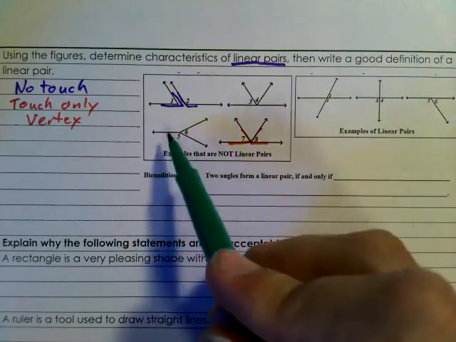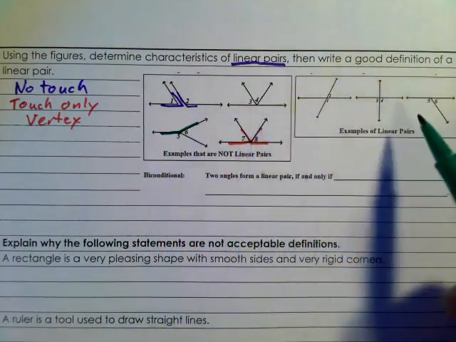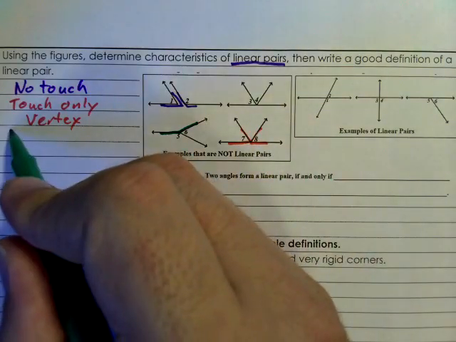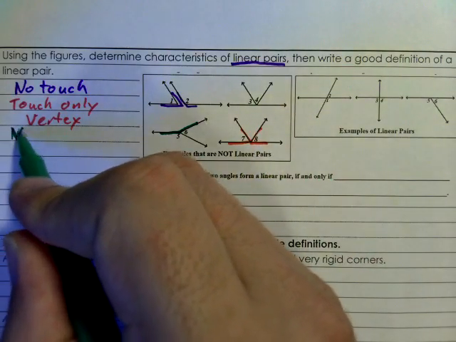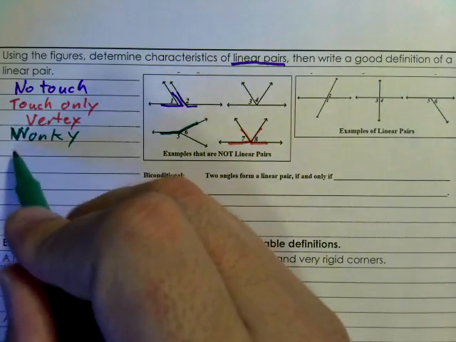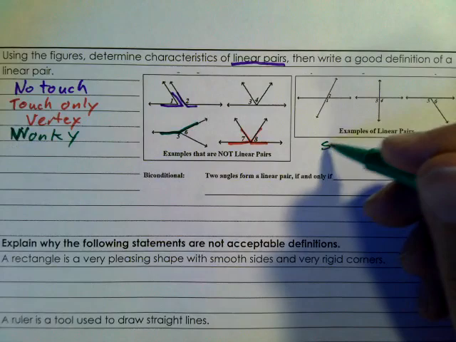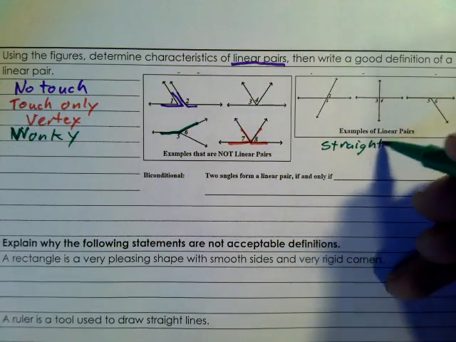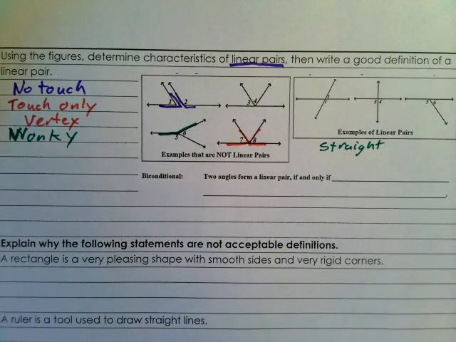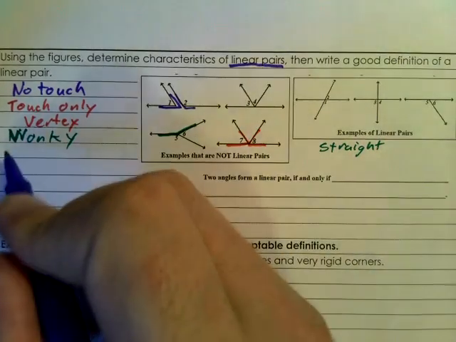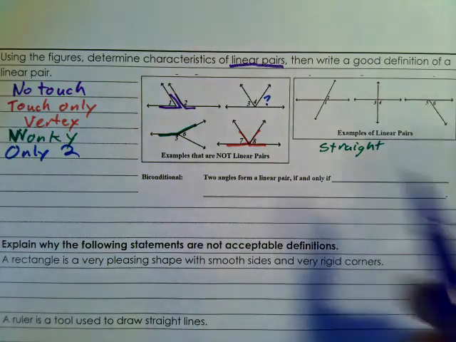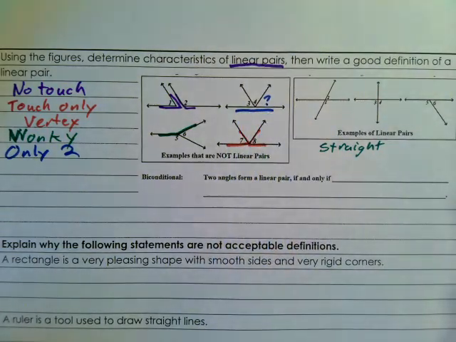If I look at this one, it's kind of wonky. Look at how straight this is and how straight this is, and that's straight. So we want to make sure, and if we think about our good ideas, it should make a straight line. These two make a straight line, but they need kind of a third thing. So it needs to be only two, because this one's sort of missing somebody, because then it makes that same straight line.